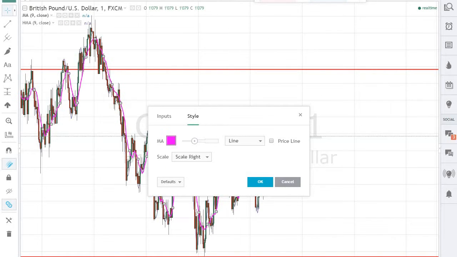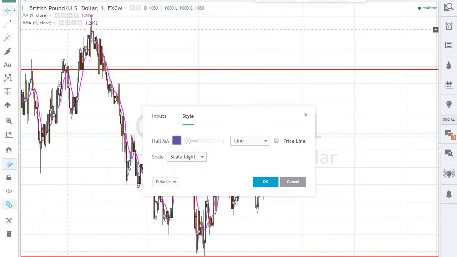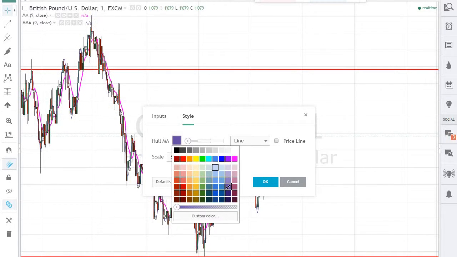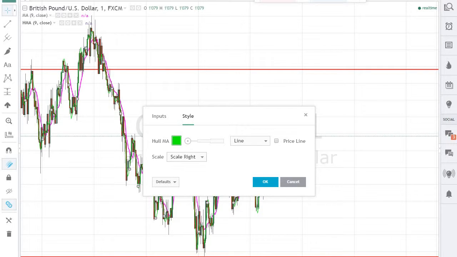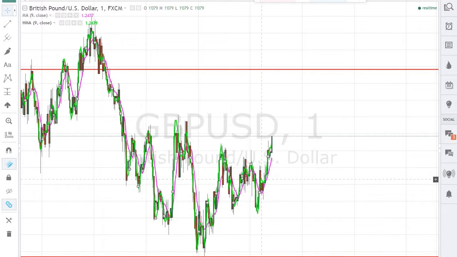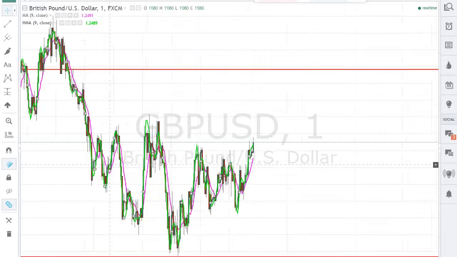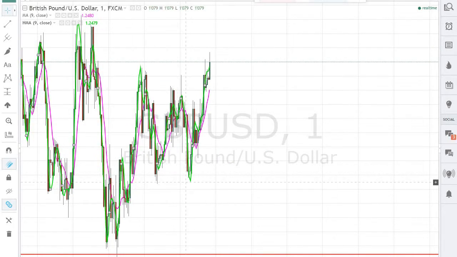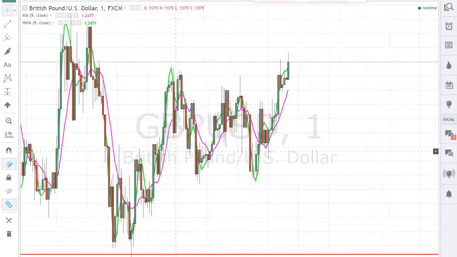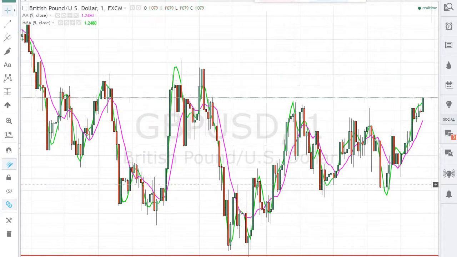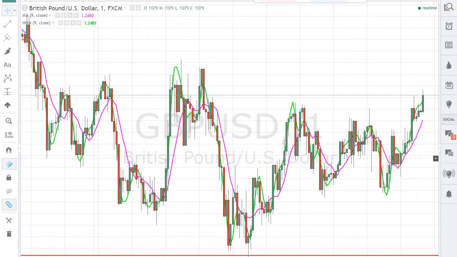So I'm just going to make this a bit clearer so you can actually see what I'm trying to illustrate here. Let's make it a nice green. I'm feeling a bit eco-friendly today, so that's good. And it's kind of a pinky purple. I'm not going to say anything about that. Right, the moving average is the purple one, and the hull moving average is just on a 9-period default setting. I haven't changed anything, obviously.